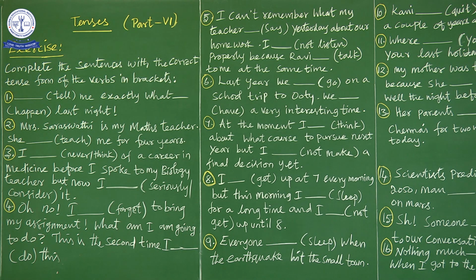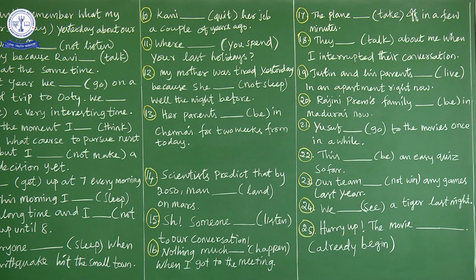Why are we going for was, why not were? Because everyone is a singular subject. That's why we are going for was, not for were. So the answer is everyone was sleeping when the earthquake hit the small town. Let's move on to the 10th exercise.